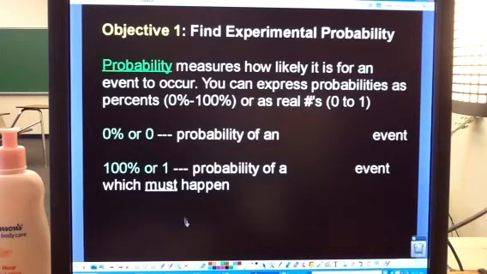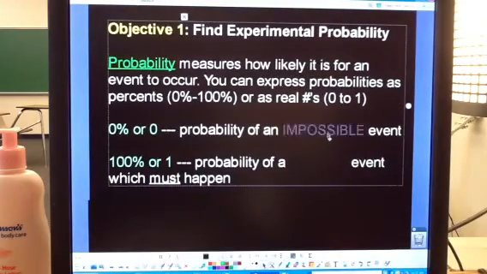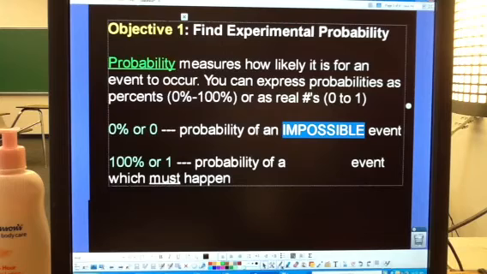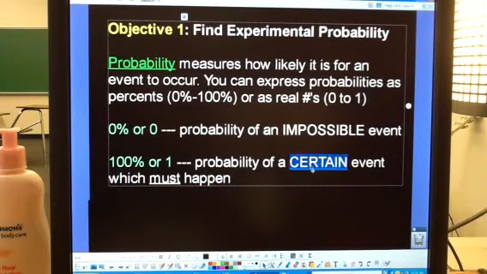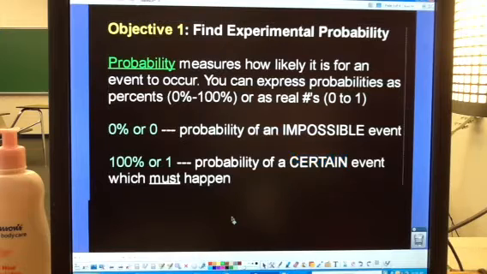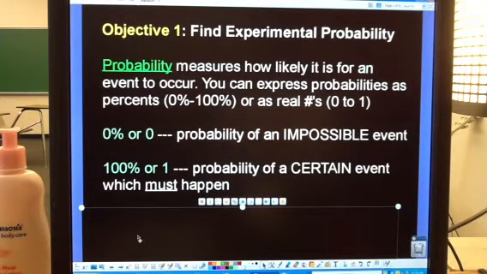So 0% or 0 is going to be on one end of our scale, and that's going to be the probability of an impossible event. And then 100% or 1, which is the other end of our scale, is going to represent the probability of a certain event. And that event must happen. In order for us to have a percent of 0 or a percent of 100% or a probability of 1, we would have to have an event that is absolutely for sure going to happen. Okay?